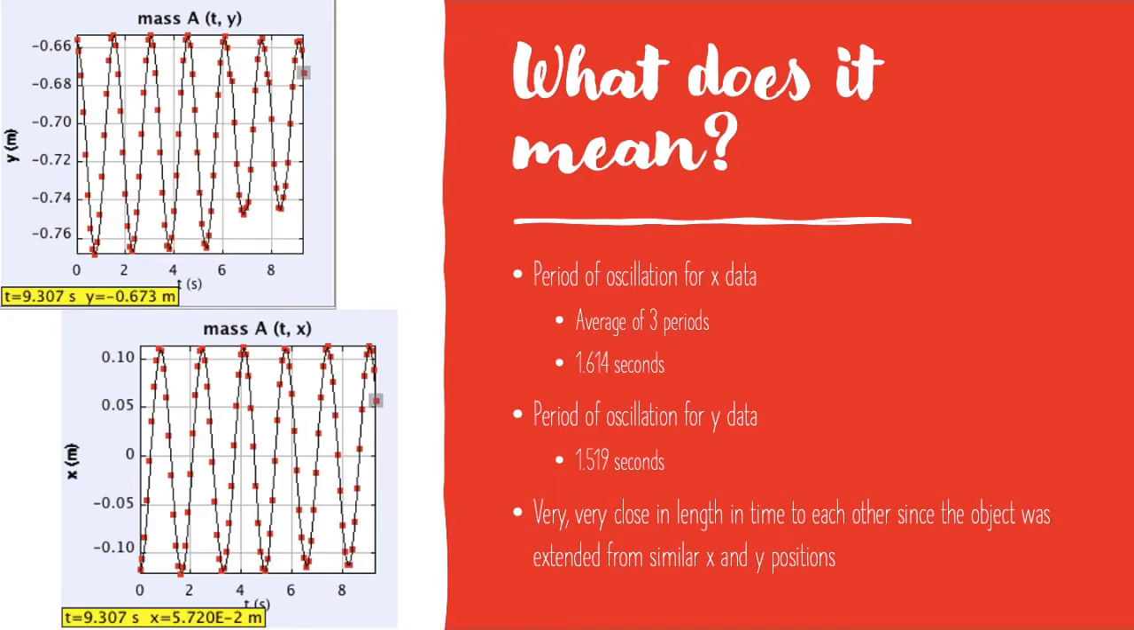And then what does this mean moving forward? When we look at the graphs of the position data for X and Y, and we calculate the period of oscillation, we find that for X it's 1.614 seconds, and for Y it's 1.519 seconds, which is very similar. And this is because they were started from about the same positions, and due to energy, they moved about the same distance, so they stayed very similar.